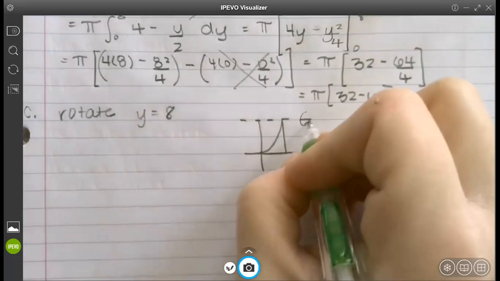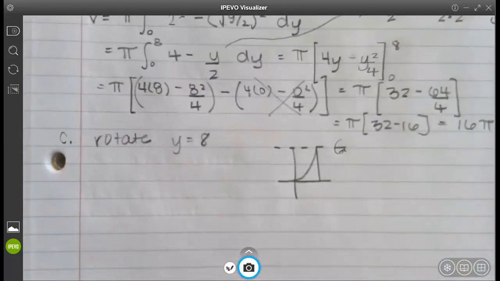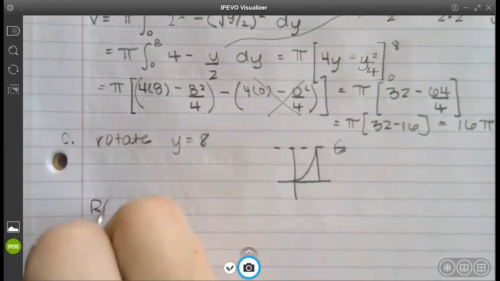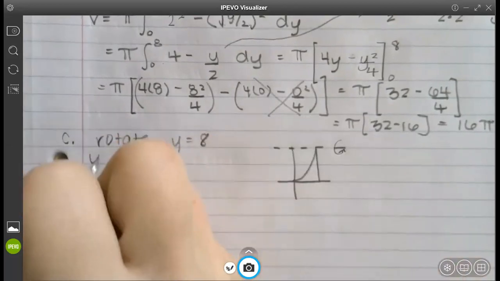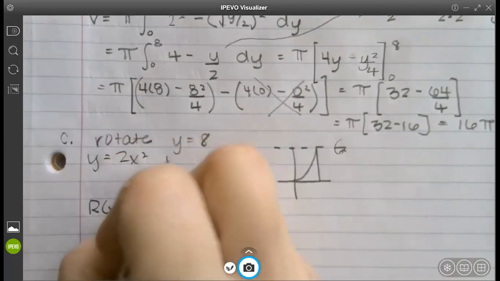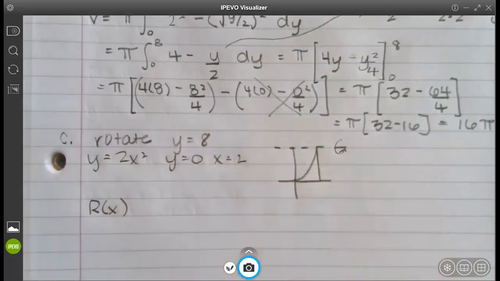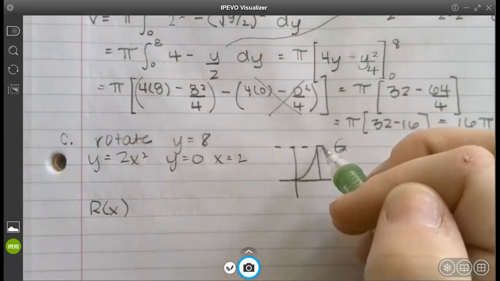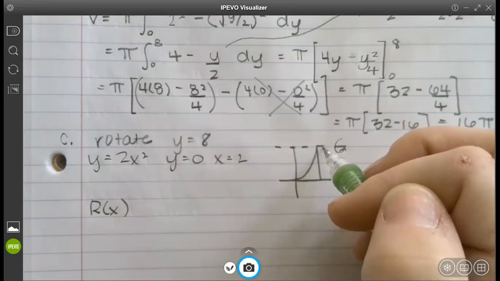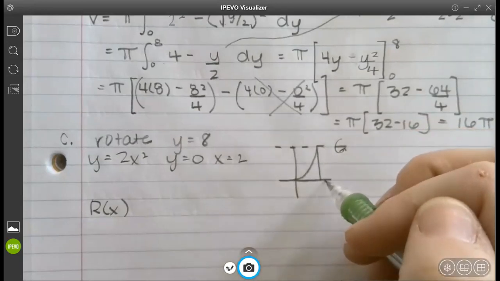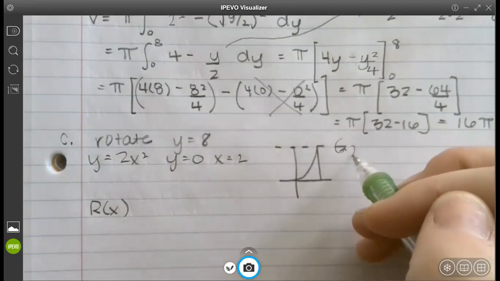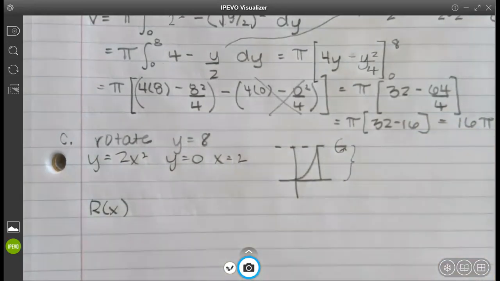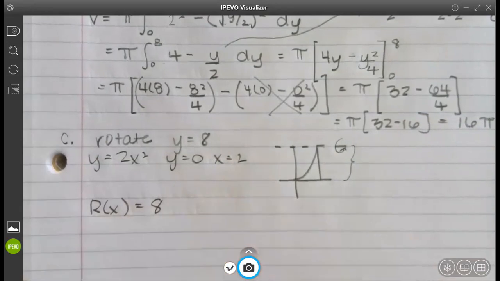So this is what we're rotating around. Okay. We still have y equals 2x squared, y equals 0, and x equals 2. All of that is still the same, right? Our big R of x, the distance from your axis of rotation or your line of rotation to the furthest function, which is all the way down here. How far is that? From here to here. 8. That's it.